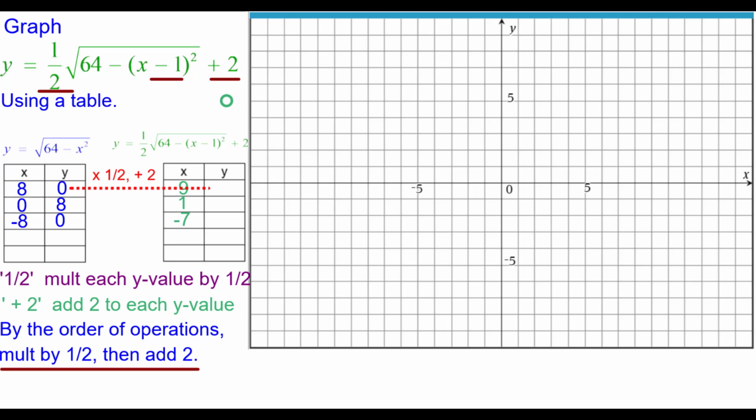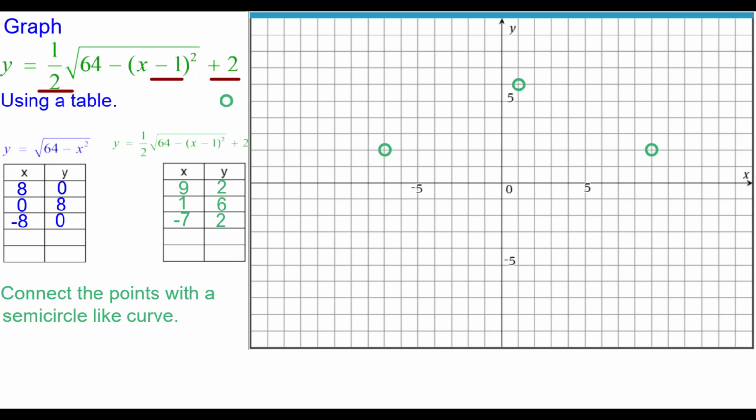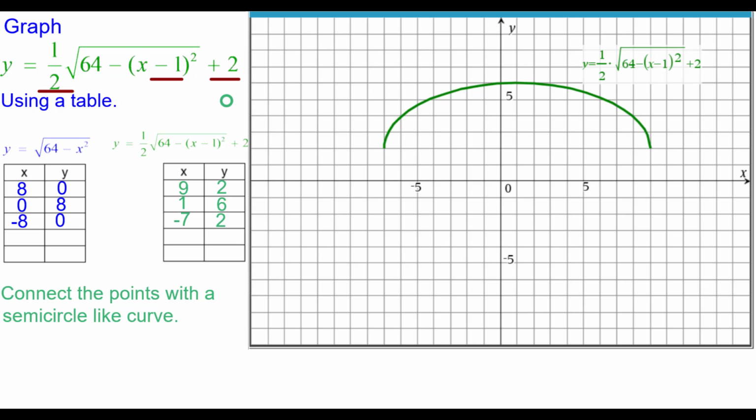So 1/2 times 0 is 0, plus 2 is 2. You can see the calculations here to the right. Go ahead and finish the table here, plot it, and finish graphing this curve. Half of 8 is 4, plus 2 is 6. So we'll go ahead and plot 1, comma 6. And half of 0 plus 2, again, is 2. So negative 7, comma 2. Connect the points with a semicircle looking curve, and we compare it to the parent function.